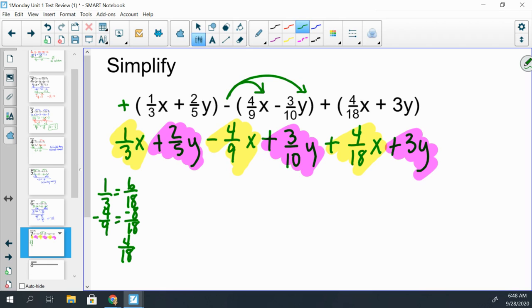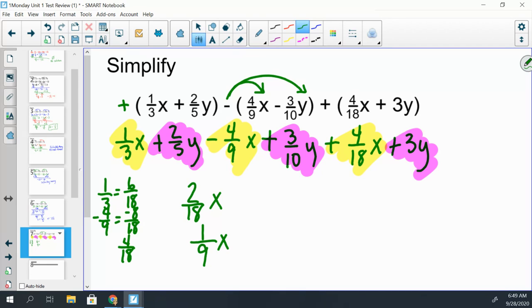But I'm also seeing they have a common denominator. I'd have 10 minus 8, which is just 2/18 x. Okay, but that also simplifies down to 1/9 x. That would be our better form there.